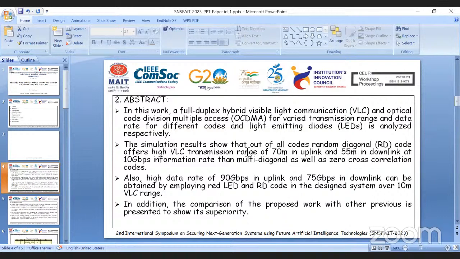The simulation result shows that out of all the codes, random diagonal RD codes offer high VLC range, that is 70 meter in uplink and 55 meter in downlink, at 10 gigabits information rate, than multi-diagonal as well as the zero cross-correlation codes. Also, the high data rate of 90 gigabits per second in uplink and 75 gigabits per second in downlink can be obtained by applying the red LED and RD codes in the designed system over 10 meter VLC. In addition, the comparison performance of the proposed work with other previous work is presented to show superiority.